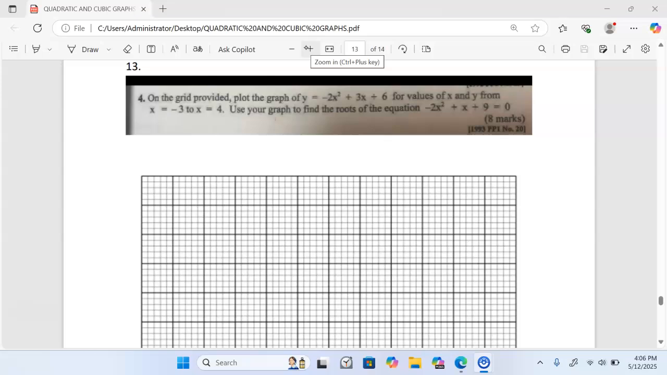We are presenting a question that was done in KCSE 1993, paper 1, question number 20. The question reads: on the grid provided, plot a graph of y is equal to negative 2x squared plus 3x plus 6 for the range of values of x between negative 3 and positive 4. Then use your graph to estimate the roots of the equation negative 2x squared plus x plus 9 is equal to 0.